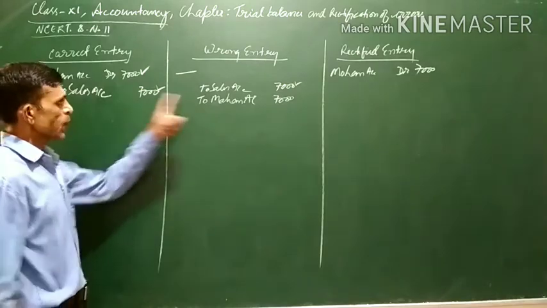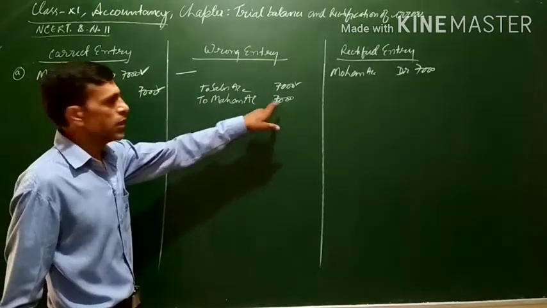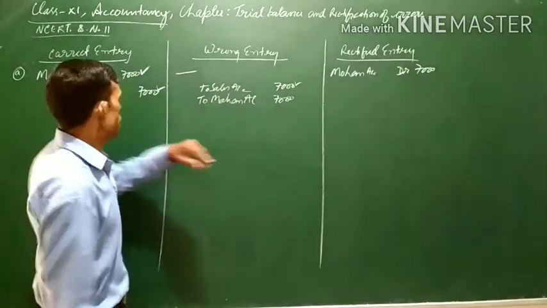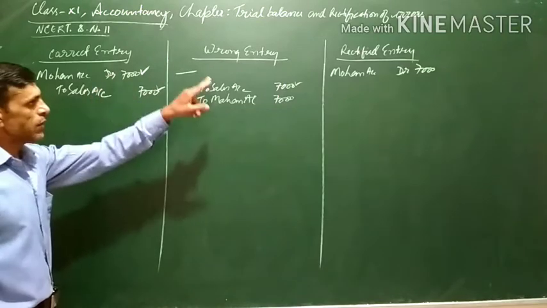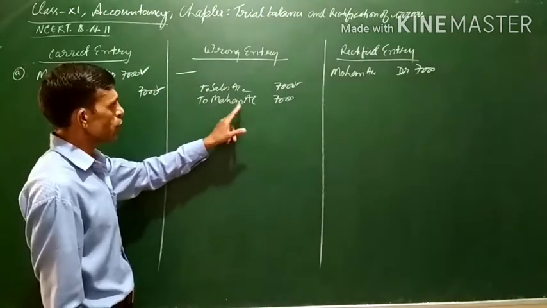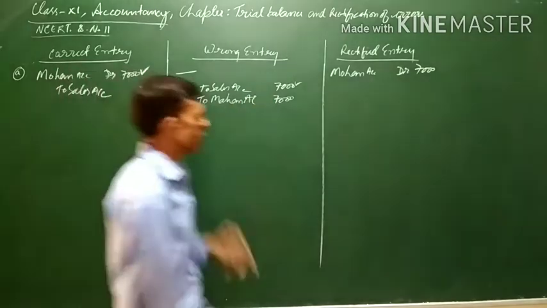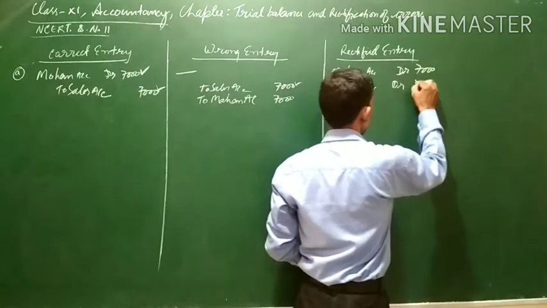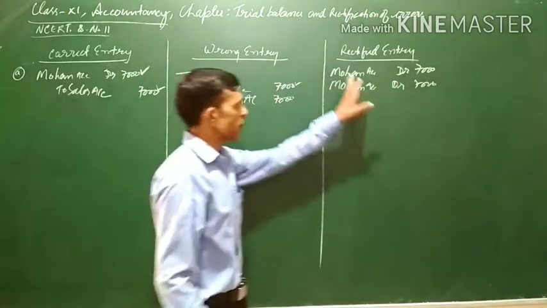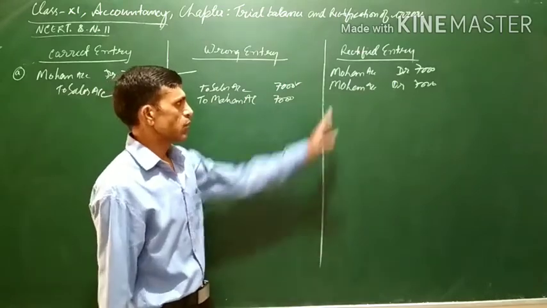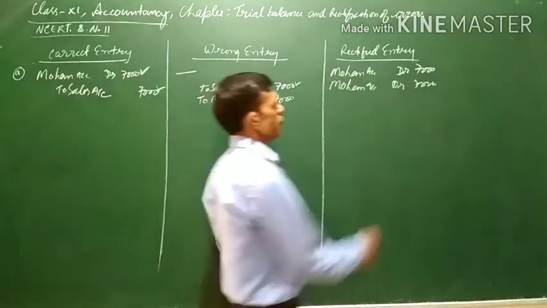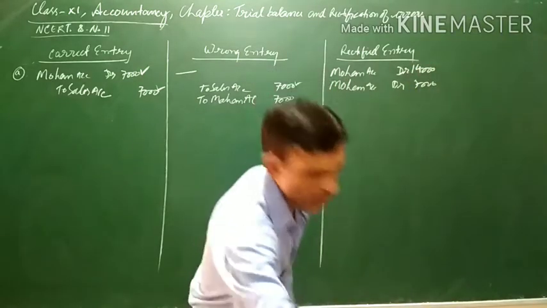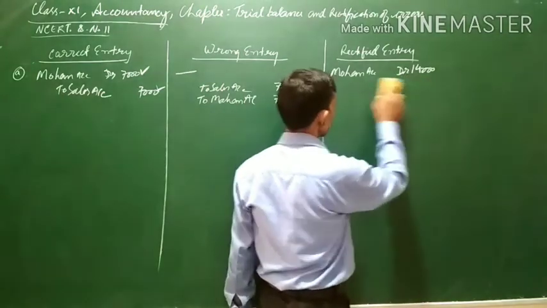Now you can see Mohan was wrongly credited. In order to cancel this entry also, we will debit Mohan account with 7000. Means 7000 debit we have already done, and 7000 more debit we will do to cancel this entry. Means Mohan account will be debited with 7000 more. Instead of debiting Mohan account twice, we can write here directly 14,000. We do not have to write Mohan account twice.